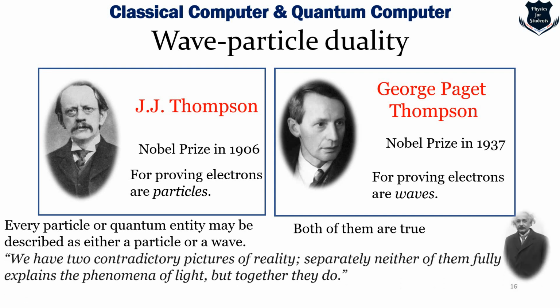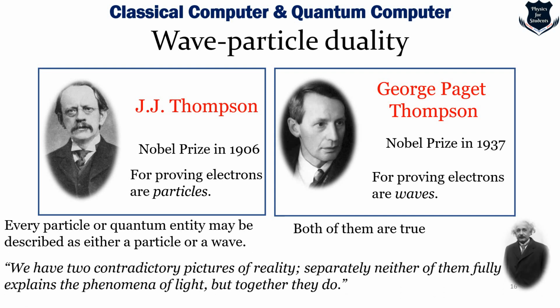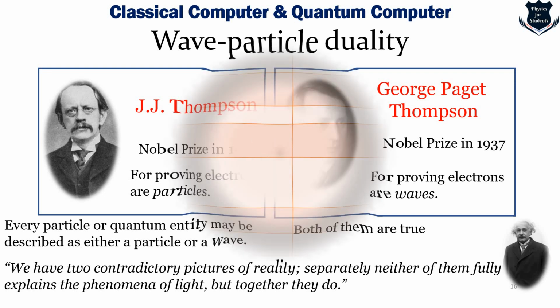Our dear old Dr. Albert Einstein was not at all happy, and this is the statement that he made: We have two contradictory pictures of reality, separately. Neither of them fully explains the phenomena of light, but together they do. I know this is not a video on physics explaining wave-particle duality, but in due course of time, because we are dealing with quantum computing, a little bit of understanding of wave-particle duality is better.